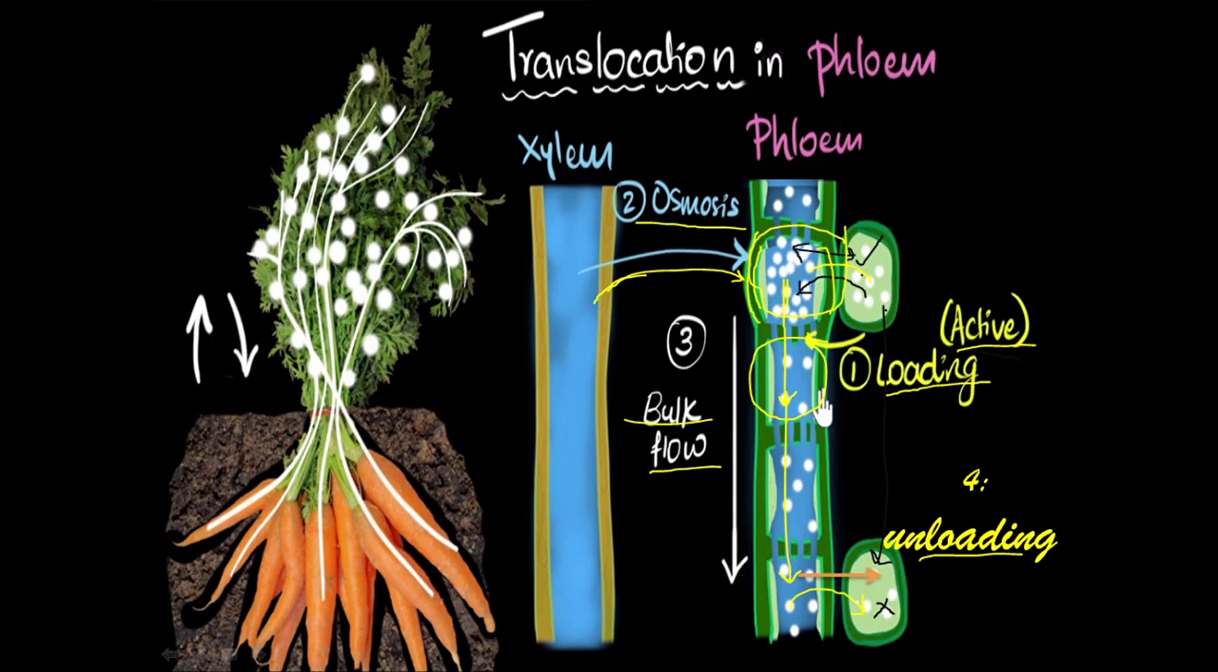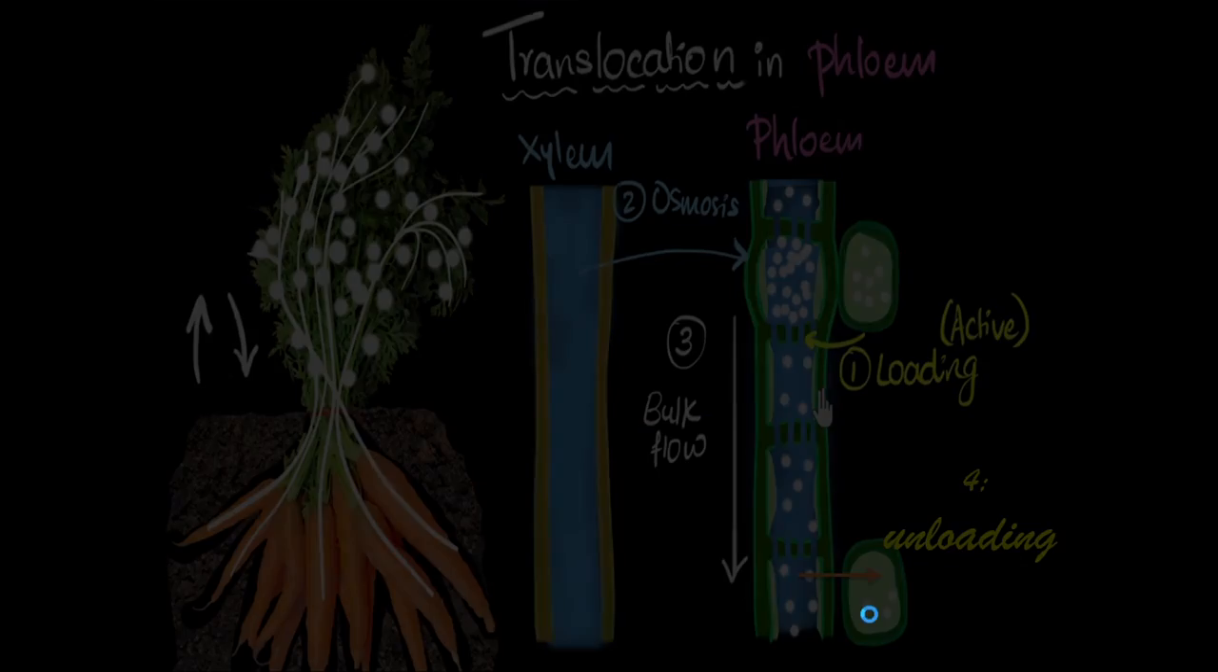There are four steps happening: loading, which is an active process, then osmosis, the transfer of water, then bulk flow of the solute particles along with the water, and then, at last, unloading of the food particles. So hope it is clear.